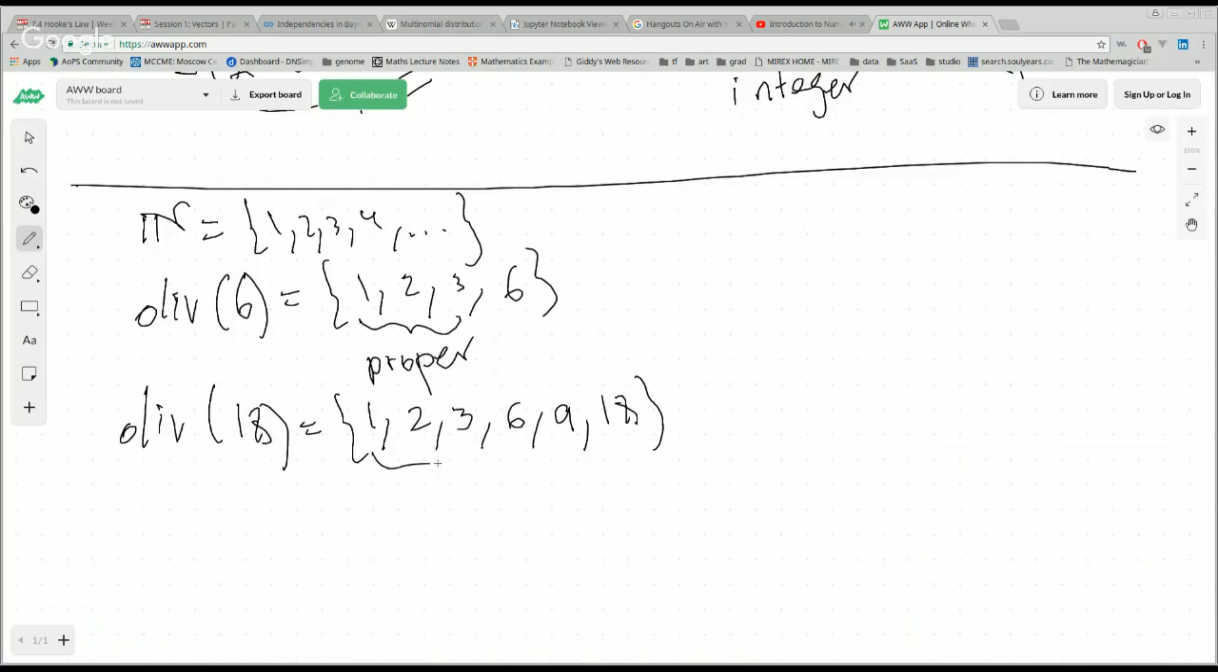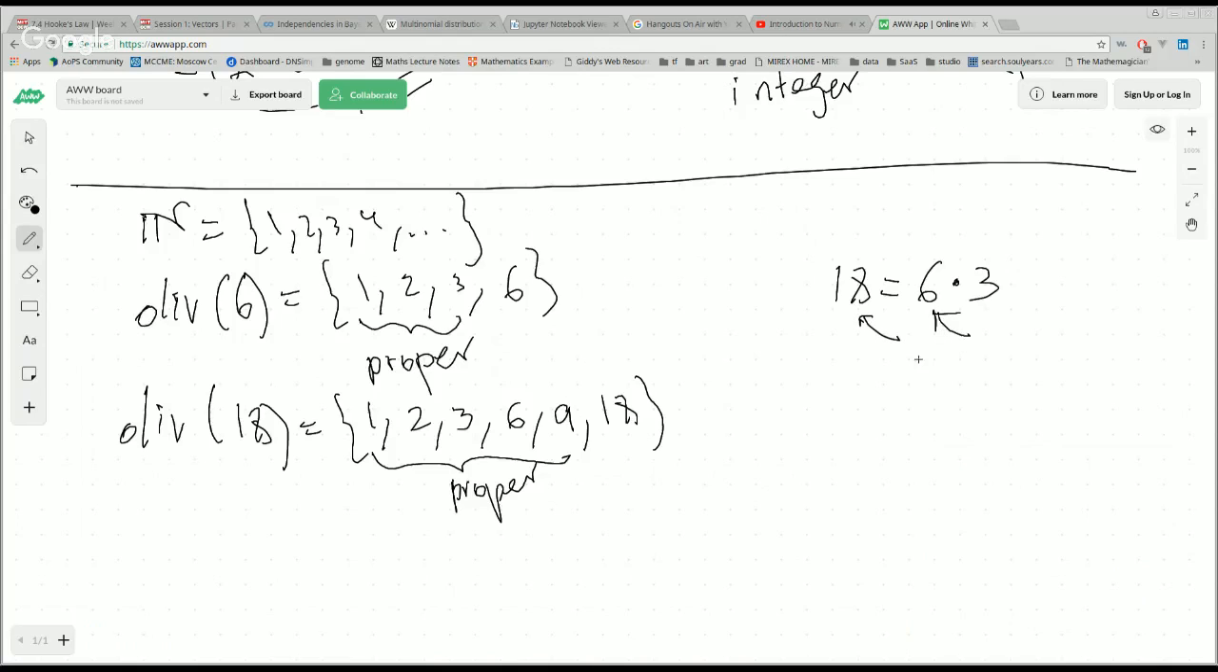Which ones are the proper ones? These first 5. Now we see something interesting. We see that the first 4 divisors are exactly the same as for 6. Why is that? Well, let's think about this. We can write 18 as 6 times 3, right? So if 18 is 6 times 3, then whatever number is a divisor of 6, if a number divides 6, then it'll divide 18 as well, right?